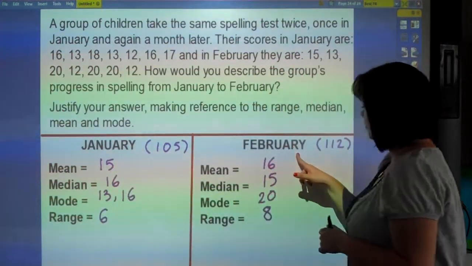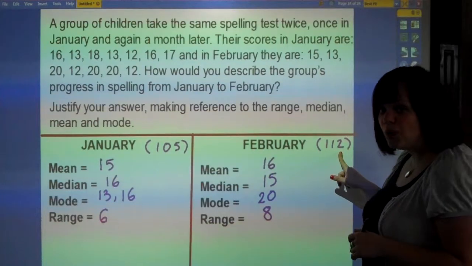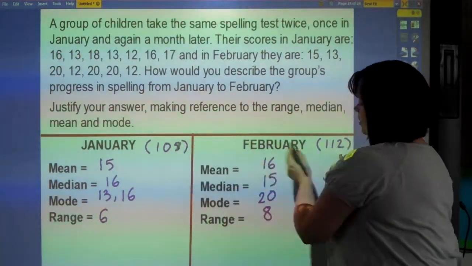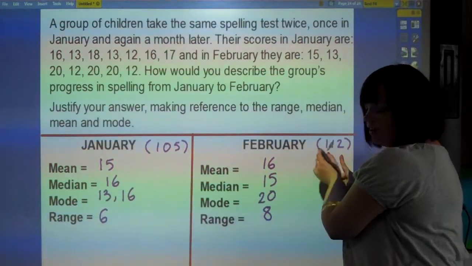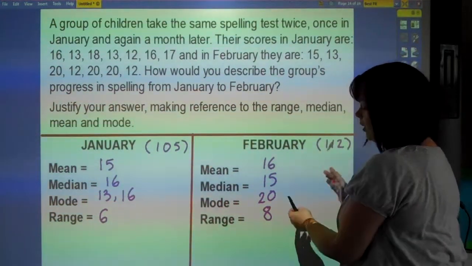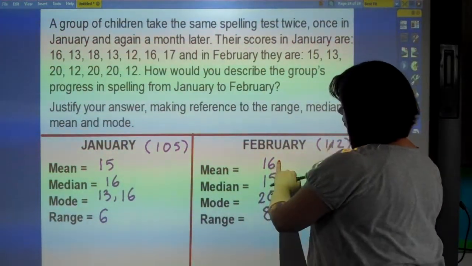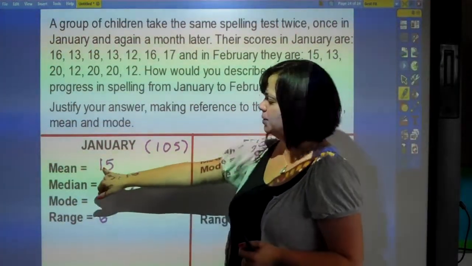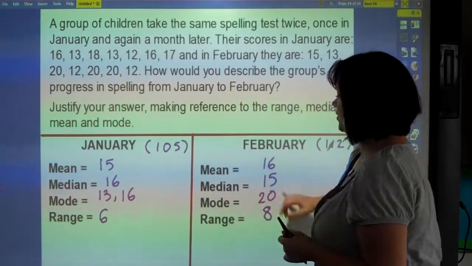I did the same for February. They added up to 112, so already we've got a bit of a difference. This is the scores in January and this is the scores in February, so we see it's a bit higher in February when we add them all up. I divided them between 7 and I got 16. So the mean average in January was 15 and in February was 16.